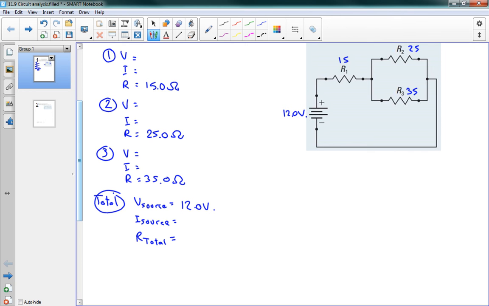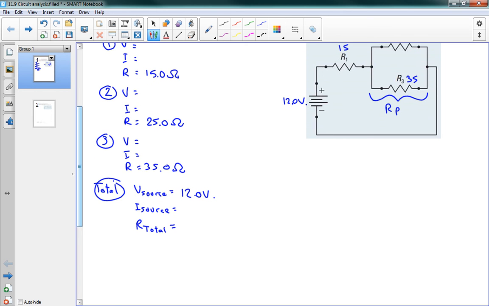Alright, so the best first step, if you're given all of the resistances, is to find the total resistance. And we do that using what we learned on the last lesson. So first we're going to need to get a total resistance for these guys. So that's going to be some R parallel. And then we can get the total resistance by adding R parallel to R1. So we're going to do that over here to the right. And I'm going to say here, 1 over R parallel is equal to 1 over R2 plus 1 over R3.